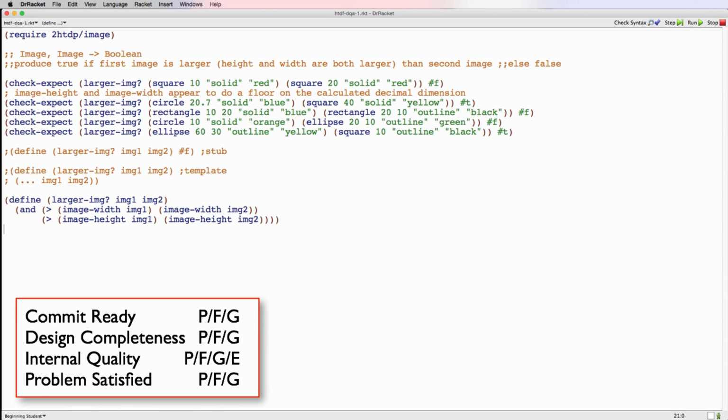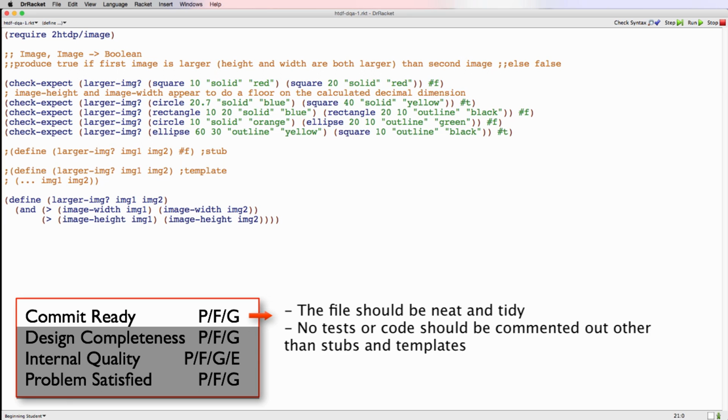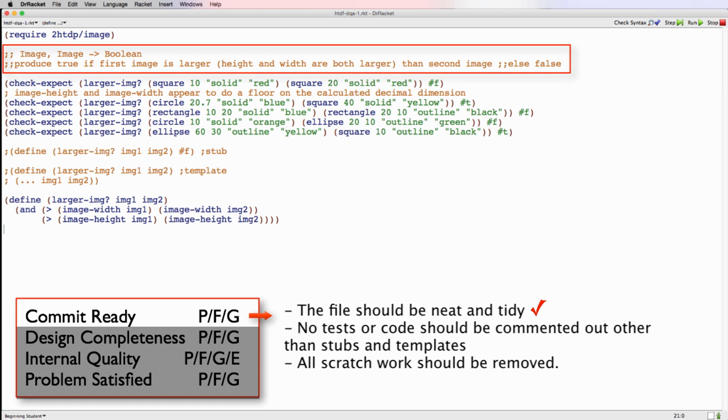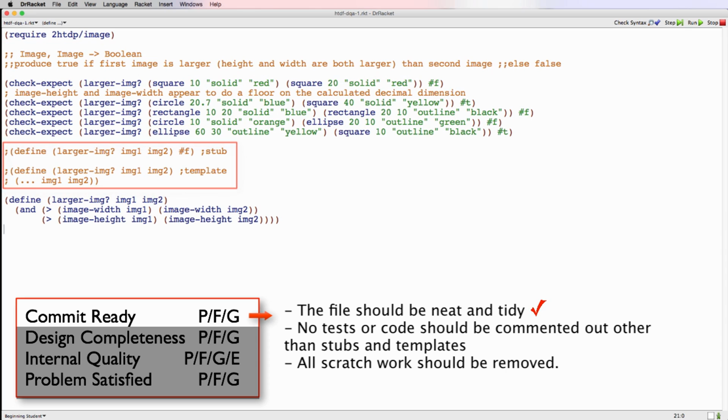And the first criteria is commit ready. And this is about whether the file is neat and tidy, whether things are sitting around that shouldn't be sitting around, things are commented out that shouldn't be commented out, etc. Let's see, there's the signature, purpose, they're properly commented out. There's some tests which are not commented out, which is good. The stub and template are commented out. There's the function definition. There's no other stuff lying around in here, so we'll give a good for commit ready.